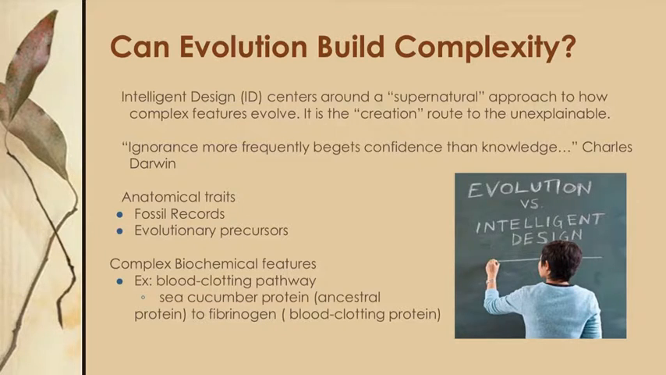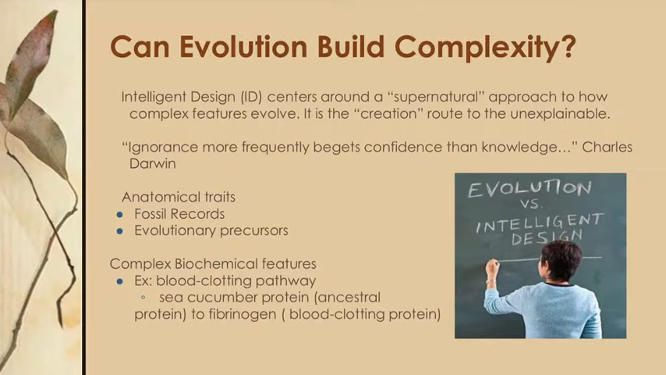The evolving of features itself takes a long time, so without personally seeing or first-hand documenting its process, how can we know that natural selection is truly involved with the development of complex features? An alternative theory, intelligent design, centers around a supernatural approach to how complex features evolve. It is a creation route to the unexplainable. Natural selection can use fossil records to its advantage to explain the evolution of anatomical traits, but with complex biochemical features that may involve multiple reactions, we have to look for simple precursors that came before.